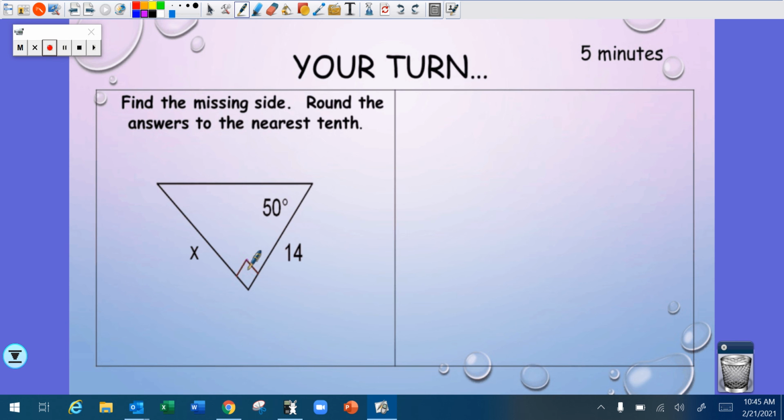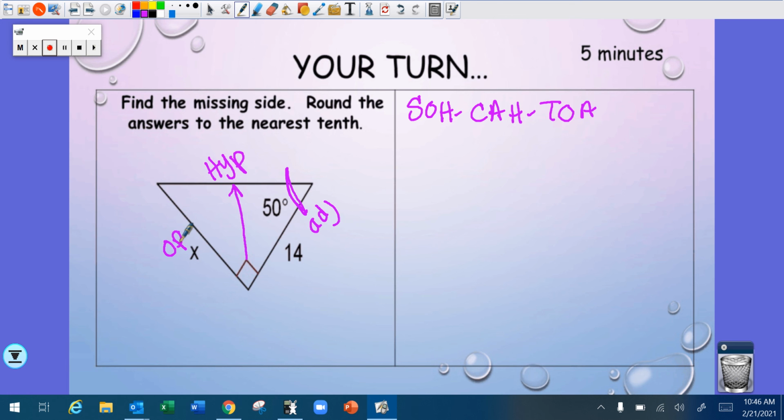Alright, so I got a situation here where they're asking me to find x, but they only gave me one side, and I know this is a right triangle, so this is going to be my HYP. I know I'm going to use Sohcahtoa. I'm going to put a mark right here. This is the adjacent, and so this over here is the opposite. And here I'm given, I need to find the opposite, and they gave me the adjacent side.